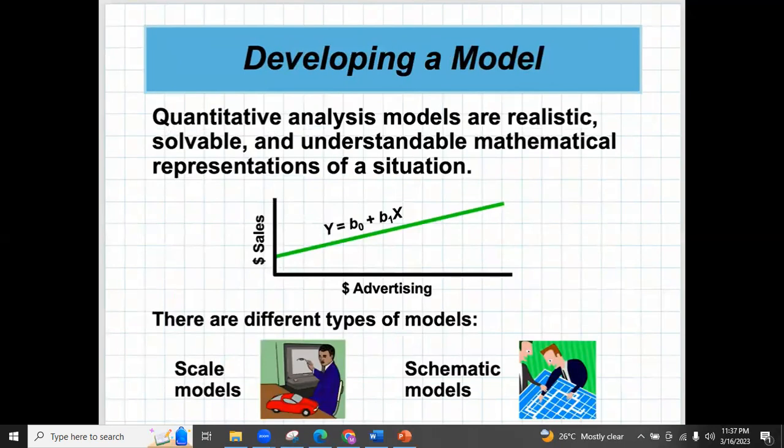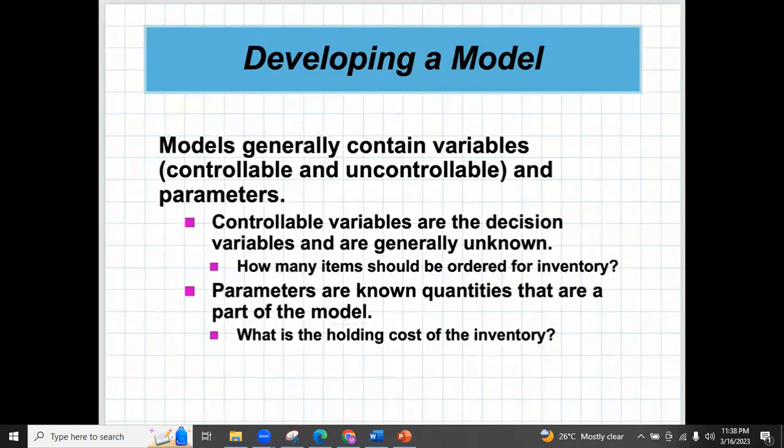So you develop a model. It could be something as simple as a line. We will spend a whole week on regression in a 7-week class. And there are different types of models: scale models, schematic models. A scale model is a smaller example of a physical model. There are schematic models where you actually draw out what's happening. There are stochastic models in which you vary the inputs and look at what happens to the outputs. So, a variety of things.